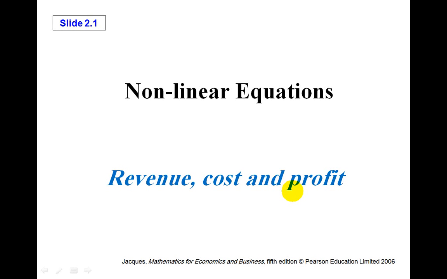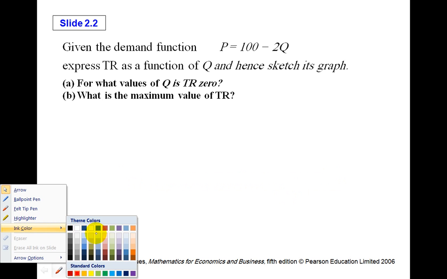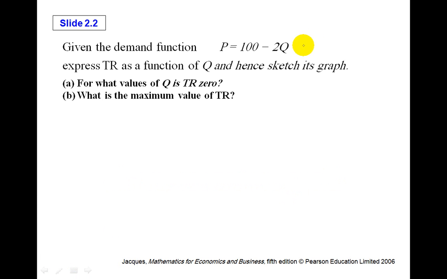Hello, still we're talking about nonlinear equations, and here we'll see about revenue, cost and profit. Okay, let's have an example. Here, given the demand function P equals 100 minus 2Q, express TR as a function of Q. TR means total revenue, and P is price and Q is the quantity, and we also want to sketch the graph.